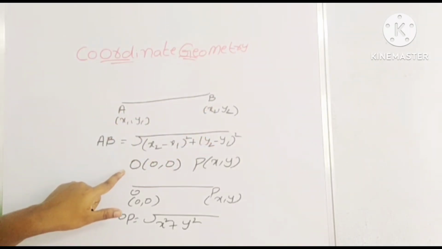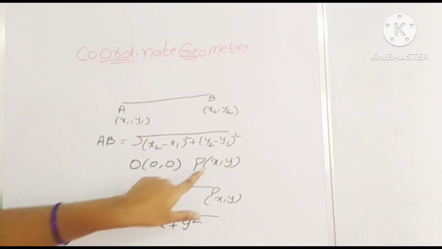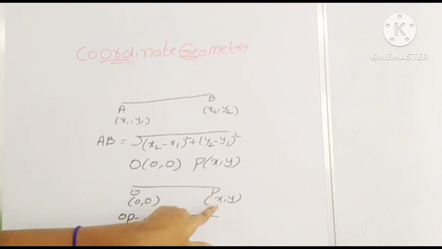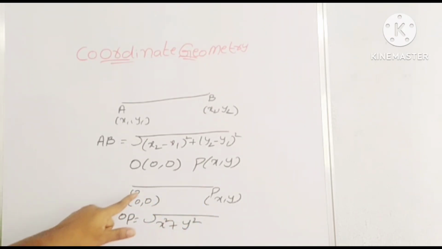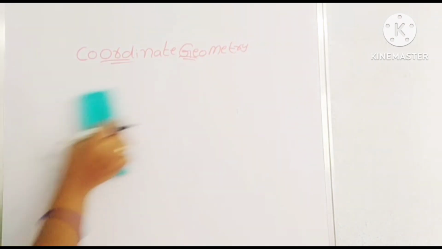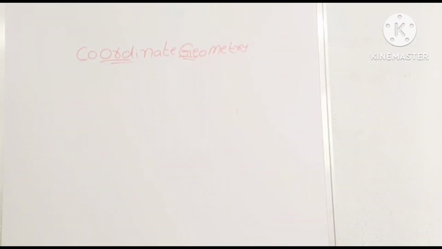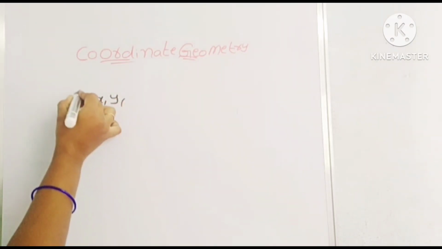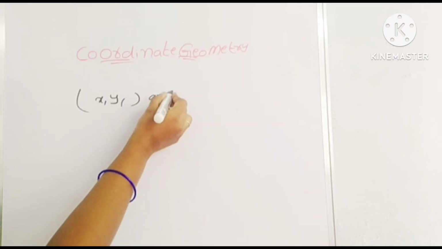Now we have to find out the distance from the origin to a point. I have to draw one line segment with O at the point 0, 0 and P at the point x, y. OP is square root of x square plus y square. This is the distance between 2 points formula. The distance between 2 points x1 comma y1 and x2 comma y2.